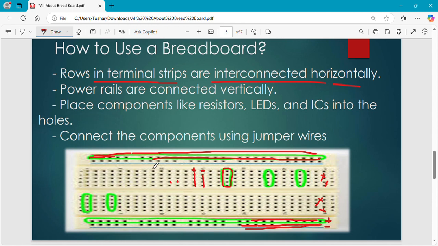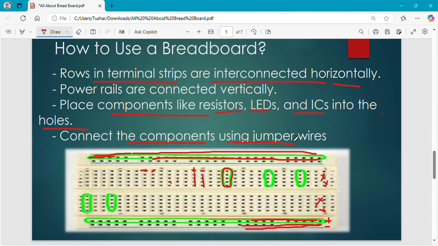Place components like resistors, LCDs, LEDs, ICs into holes. These holes are used for LEDs, LCDs or ICs. Connect the components using jumper wires. We need to use jumper wires for this. If we use this breadboard, we need to connect with our jumper wires.